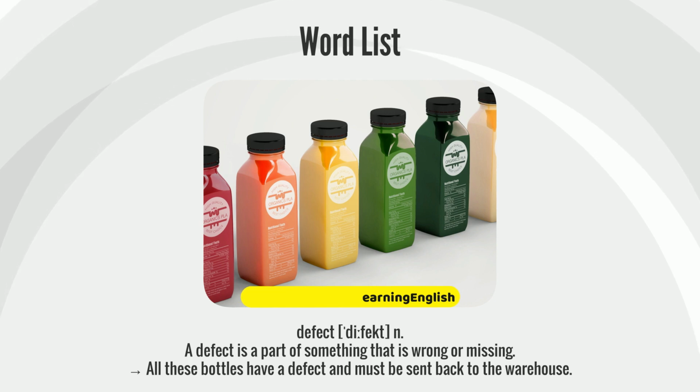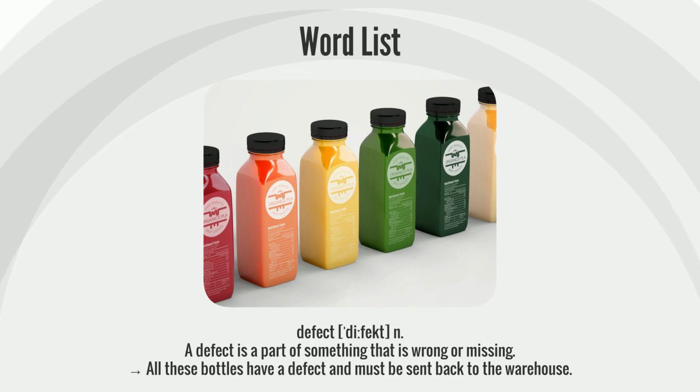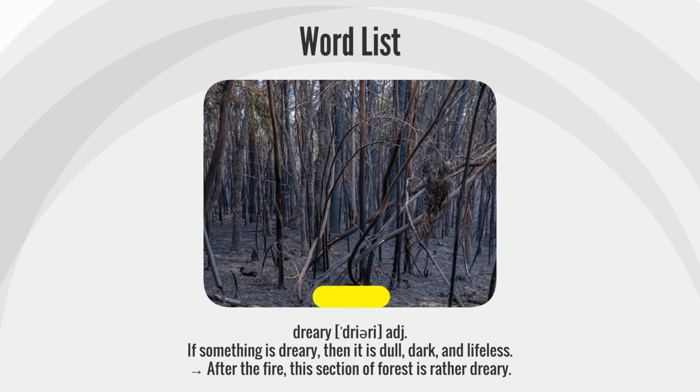Defect. A defect is a part of something that is wrong or missing. All these bottles have a defect and must be sent back to the warehouse. Dreary. If something is dreary, then it is dull, dark, and lifeless. After the fire, this section of forest is rather dreary.